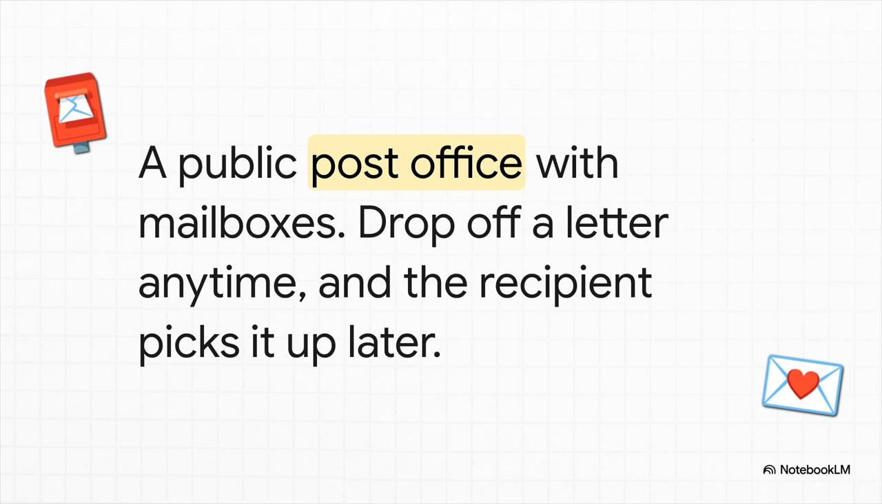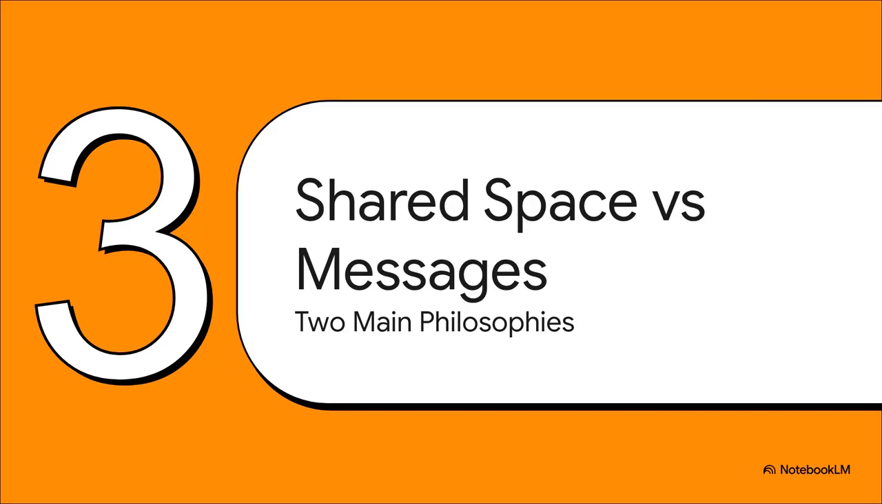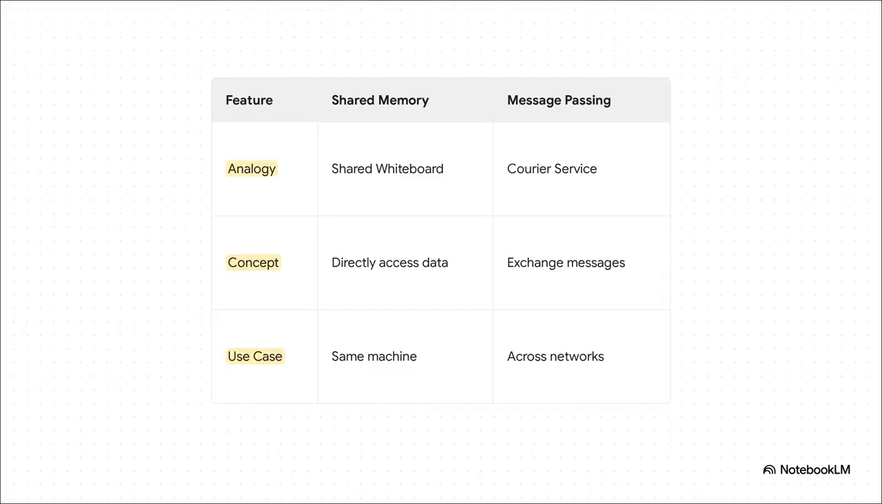It's super flexible. So when you look at these different methods, they really boil down to two main philosophies, two different ways of thinking about communication. You either share a space, like our whiteboard, or you pass messages, like the pneumatic tube or the post office. And this chart breaks it down perfectly. Shared memory, the whiteboard, is all about directly accessing common data. It's wicked fast, but it's usually just for processes on the same computer.